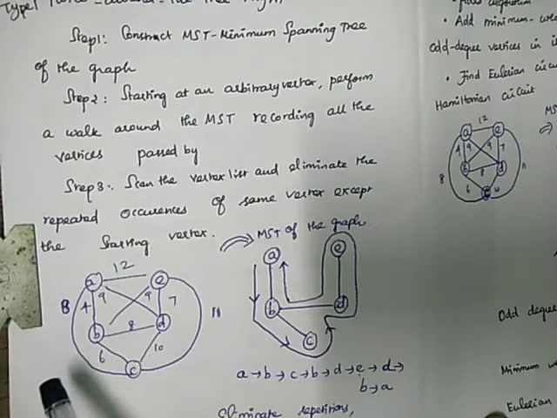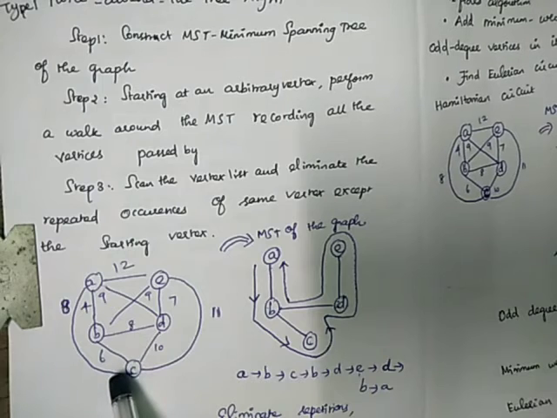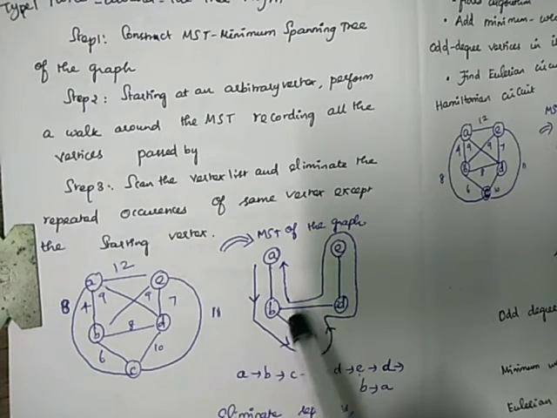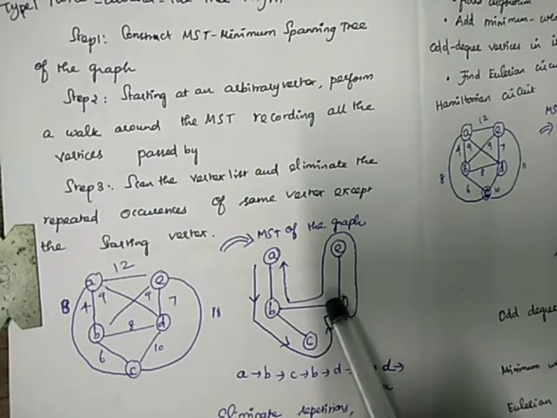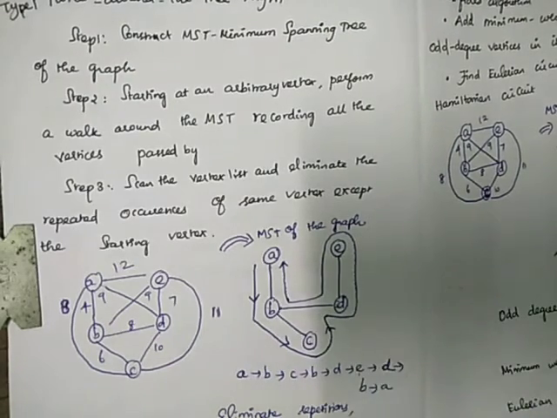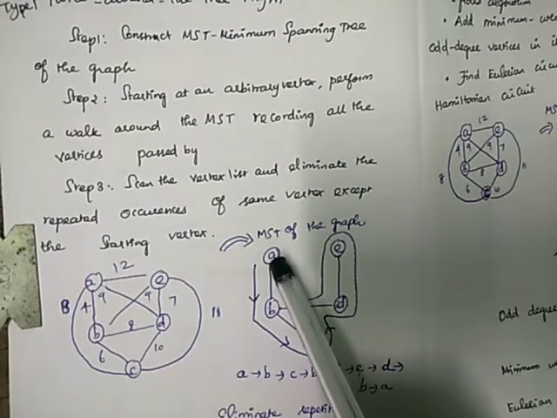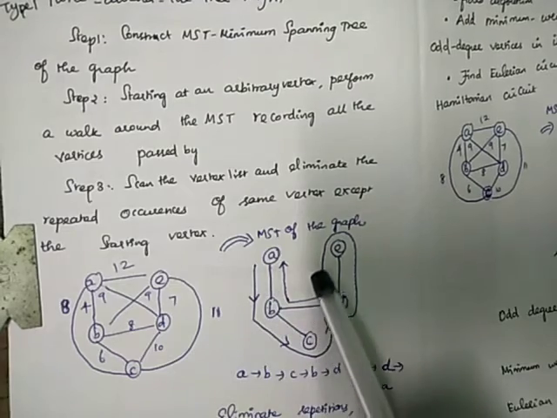The weighted graph is given. We have to find the optimum path. For this weighted graph, we have already constructed the MST, the minimum spanning tree, A, B, D, C, E. This is the minimum spanning tree of this weighted graph. So take A as the source. We have to traverse all the nodes.